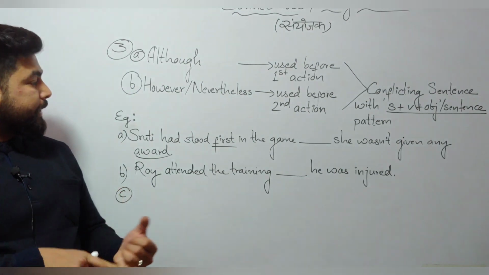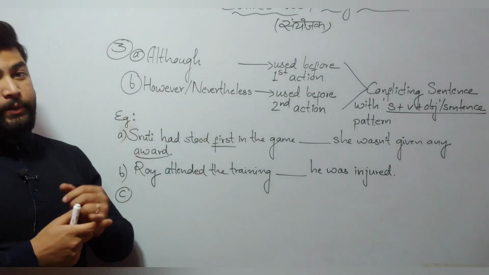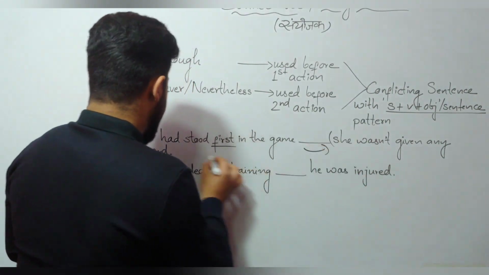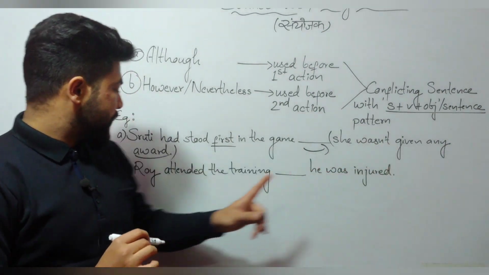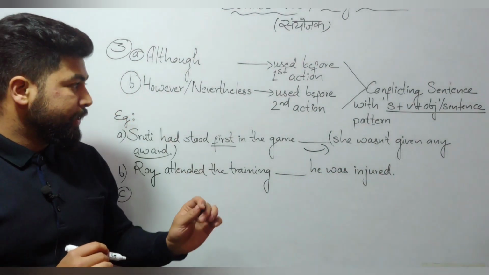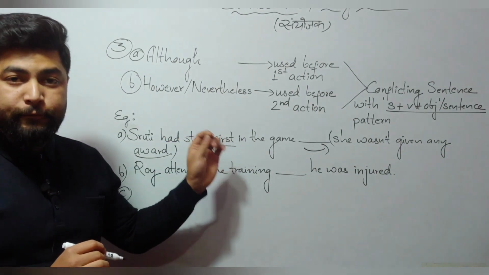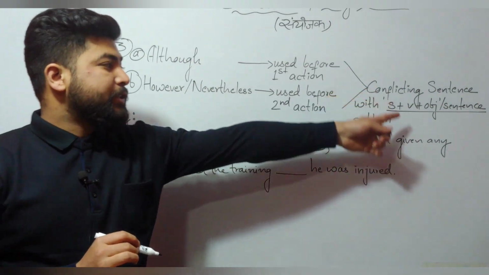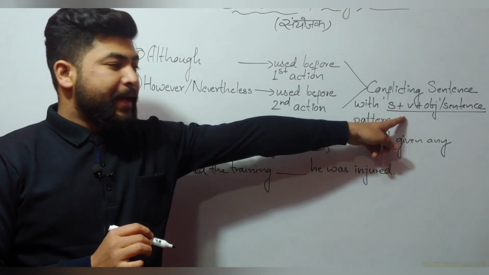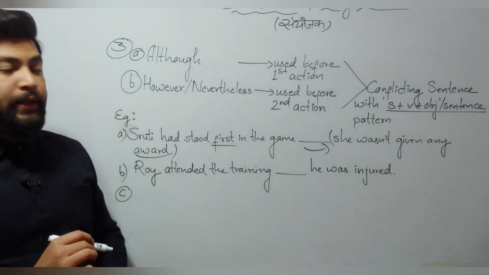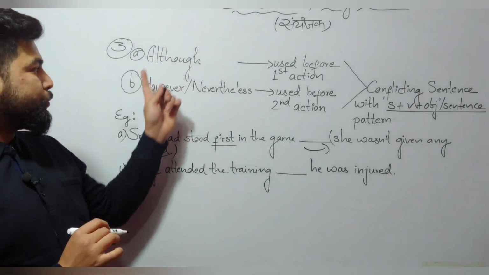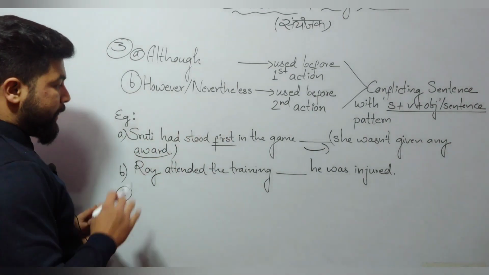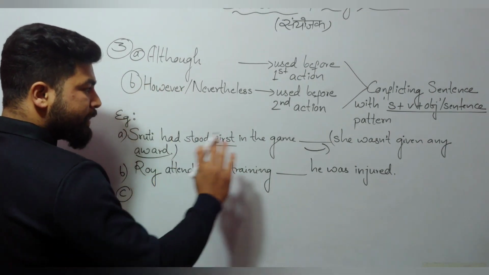One, in spite of, despite, although, or now, however, nevertheless. So for that, you have to see what's after the blank space. And here you see subject plus verb plus object pattern. So that is why you don't have to bother about in spite of or despite. Because to use in spite of, despite, there should have been what? Other than the subject plus verb plus object pattern. So since here is this pattern, there is no use of in spite of, despite. So then we come to these two. You have to choose between these. So for that, tell me which action took place first. Okay, Shruti had stood first in the game. She wasn't given any award.